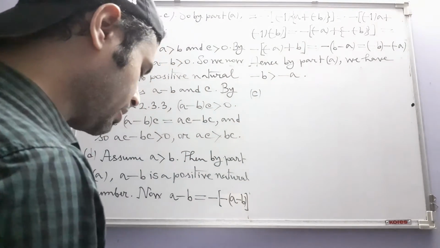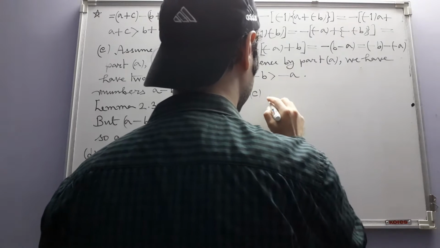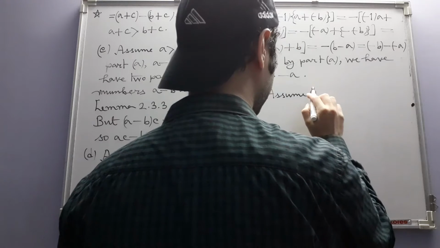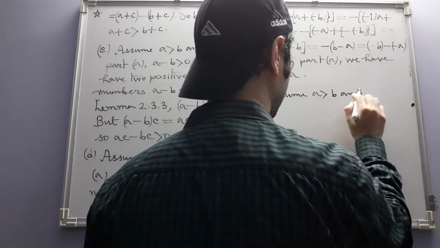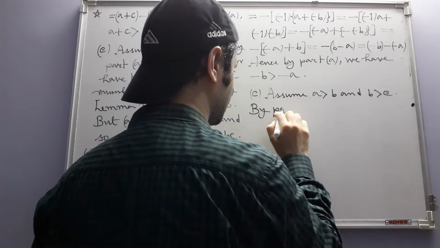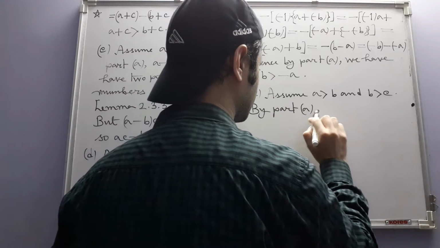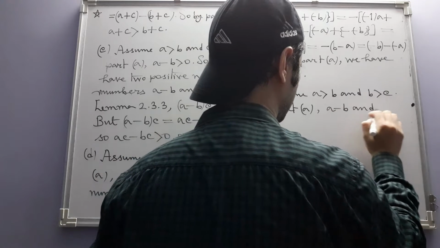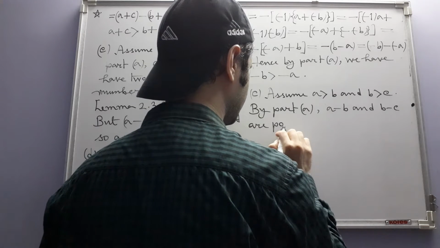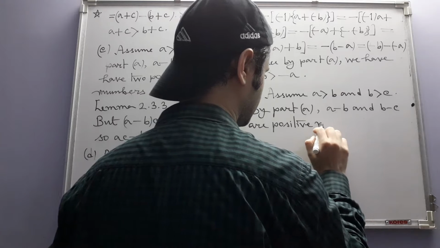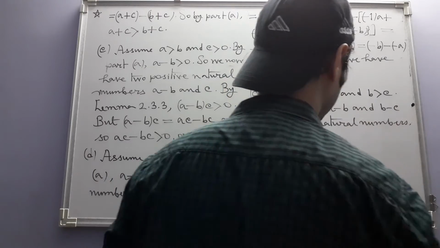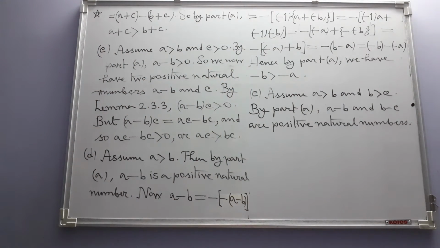Then part E, order is transitive. This one will be easy. Assume A greater than B and B greater than C. By part A, A minus B and B minus C are positive natural numbers. So by a previous result, their sum will also be a positive natural number.